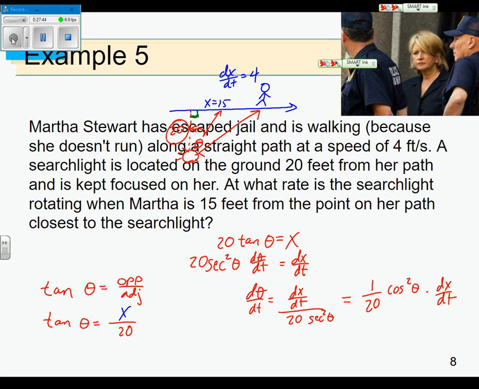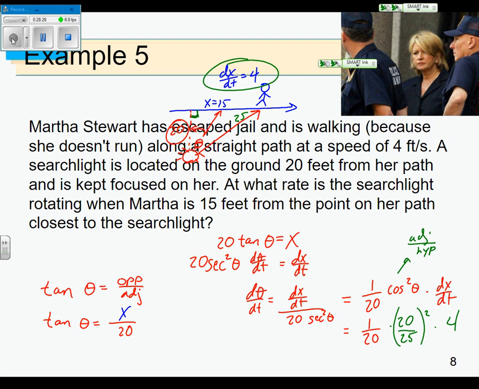Let's see if I can figure out what everything is going to be from here. 1 over 20. Let's see, cosine squared of theta. Cosine is going to be the adjacent over the hypotenuse. Well, the adjacent side is 20. The hypotenuse on this, well, if I make it a 3, 4, 5 triangle, or I could do Pythagorean theorem, it would be 25. I've got to square that and then multiply it by dx over dt. There's where the speed of Martha is going to come back in right there at 4.